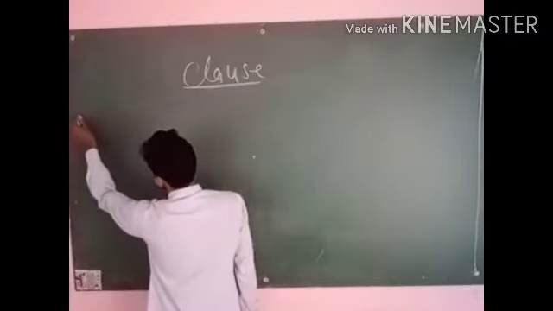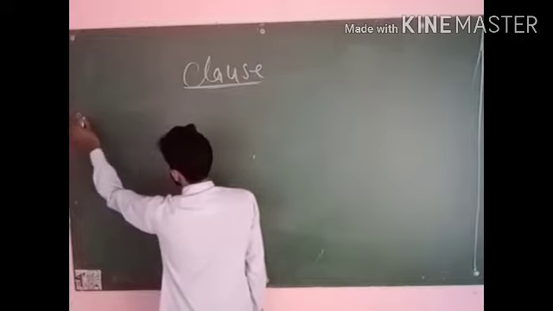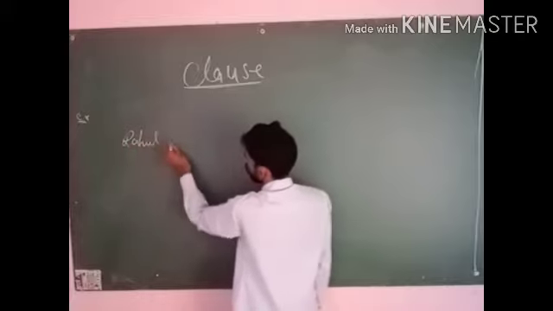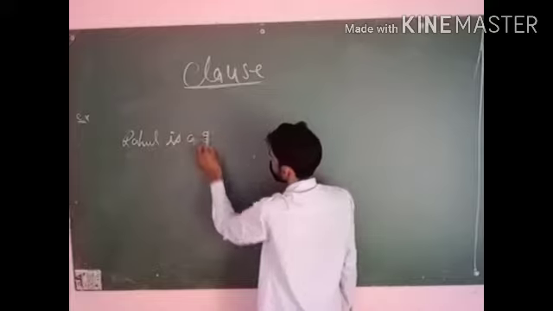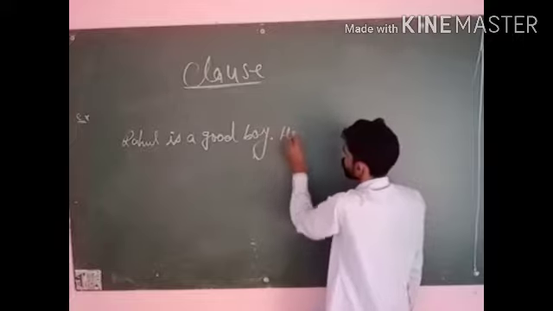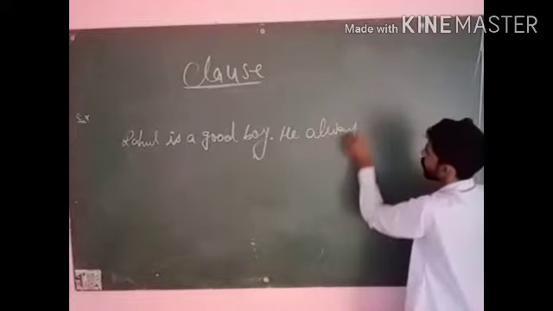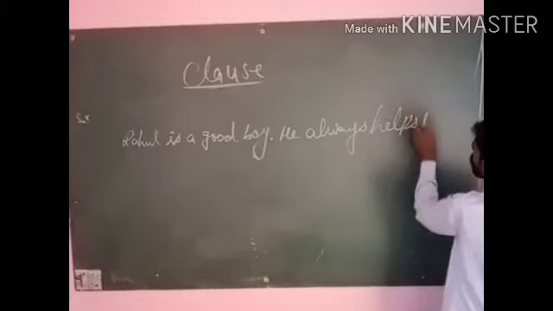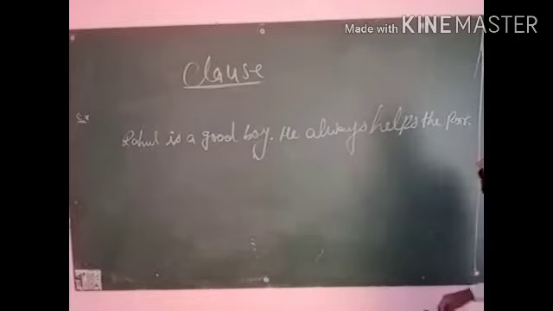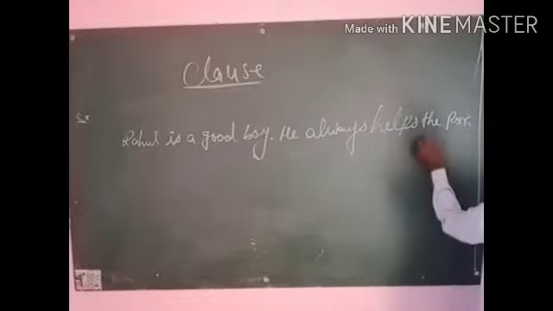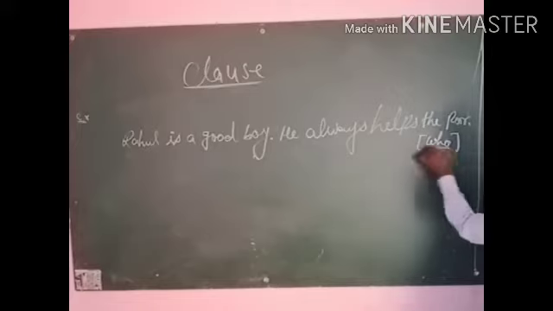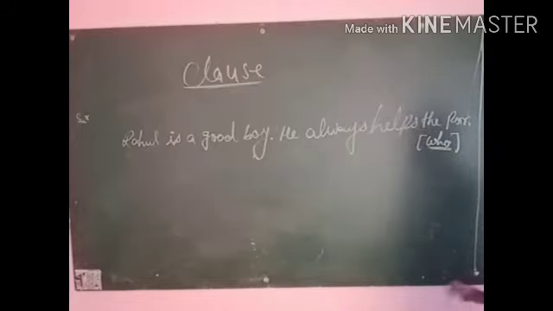See one example. Rahul is a good boy. He always helps the poor. Okay. Rahul is a good boy. Full stop. He always helps the poor. And in brackets, there is a pronoun or relative pronoun, that is who.